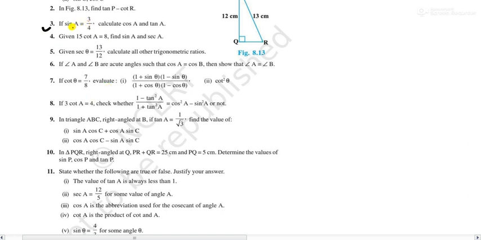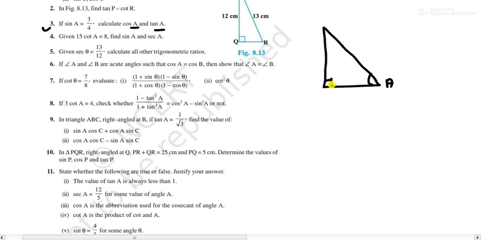What have they given? If sin A is equal to 3 by 4, calculate cos A and tan A. Once again, just write a figure. You can take A over here or here. Let me take A. They have not mentioned any triangle, so A can either be here or here.